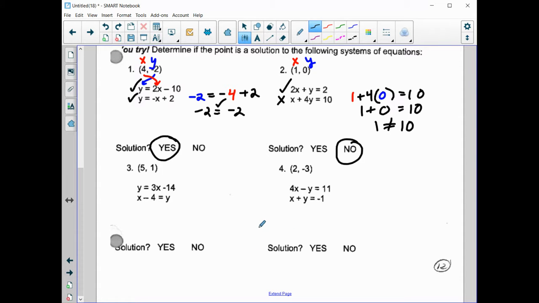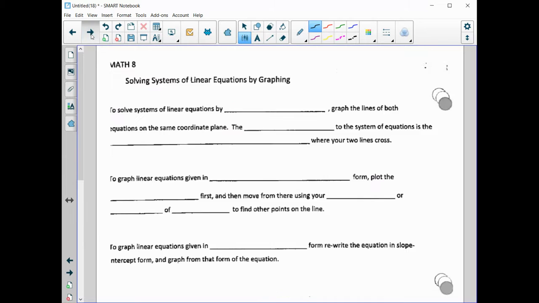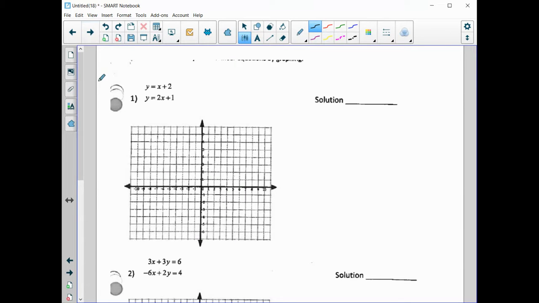So that's how you test to see if a point is a solution. You plug it in for x and y, and you look to see if it works for both equations. Now let's do some graphing of these systems. When both equations are in slope-intercept form, you're just going to graph each of them separately.